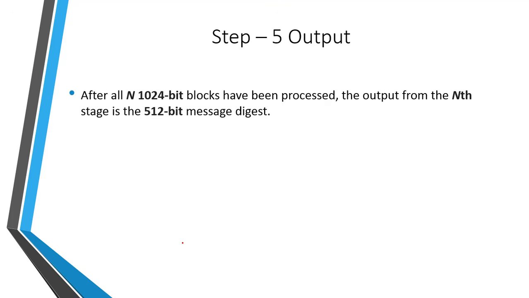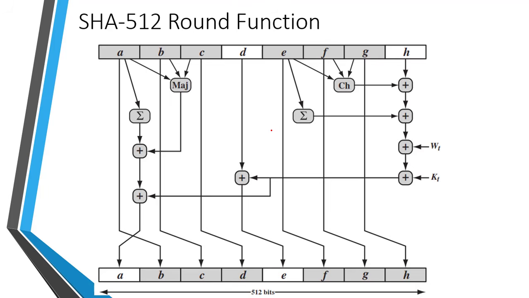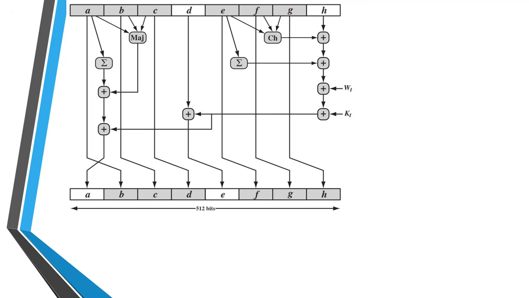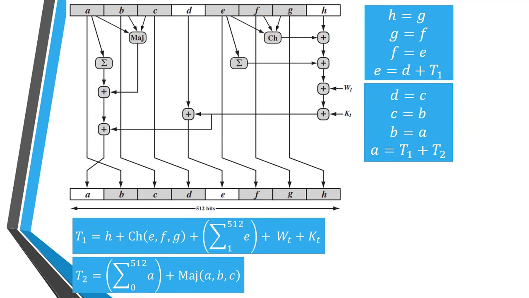Next is the output. After all the 1024-bit blocks of our original message have been processed, the output from the last block is the 512-bit message digest, that is our hash code. So now we will see how each of the buffers gets updated in each round. This figure shows how each of the buffers gets updated in the round function. We will see it using the formula.